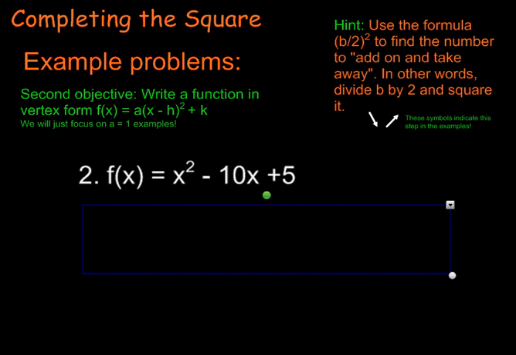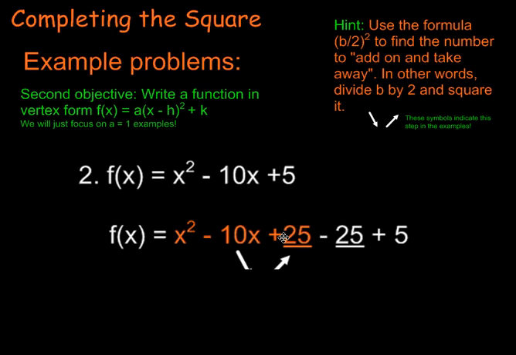Let's take a look at our second example. We have x squared minus 10x plus 5. Again, what we're going to do is take negative 10, divide by 2, and square it. So we're going to add 25 and take 25 away. The items in orange become our perfect square, so x minus 5 squared. And then the items at the end, minus 25 plus 5, make a minus 20. So here we have written our function in vertex form.